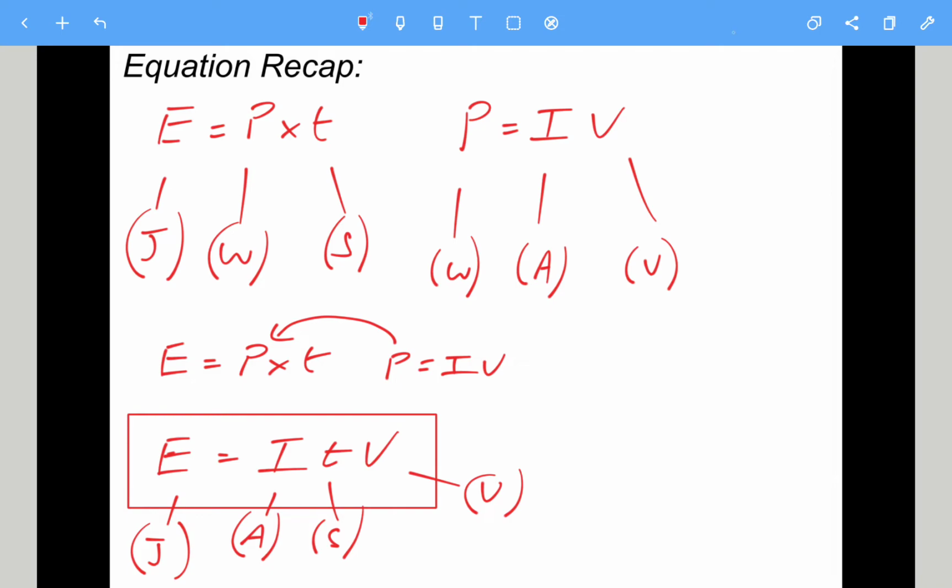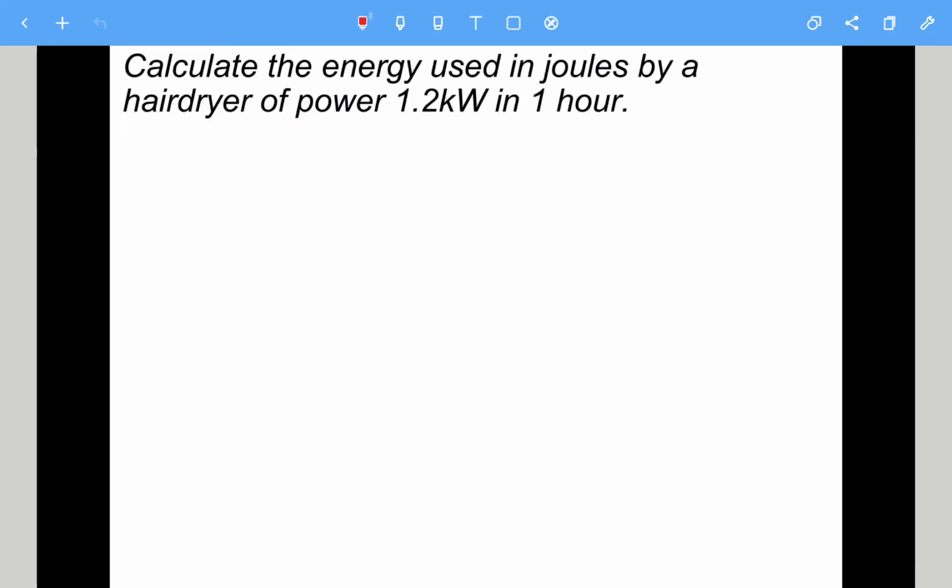Okay, let's move on. Let's do a quick recap question practice. So if we just pause and have a go at this one. Calculate the energy used in joules by a hairdryer of power 1.2 kilowatts in 1 hour. So we'll go for the answer now.